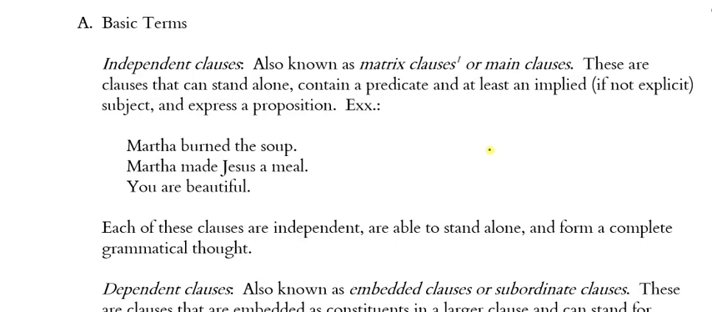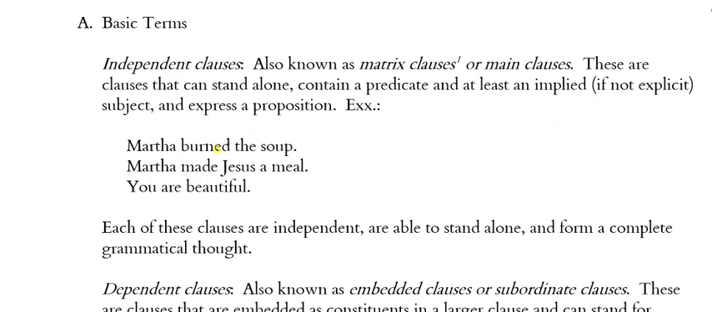So basic terms. Independent clauses. These are also known as matrix clauses or main clauses. Now, if you were around long enough ago to remember the movie called The Matrix, this might evoke some really interesting images. This is not really intended to evoke those images. This is a term that linguists use. Okay? Independent clauses, matrix clauses, main clauses, these are all used fairly interchangeably. These are clauses that can stand alone, contain a predicate, a verbal idea, and at least an implied, if not an explicit subject, and express a proposition.